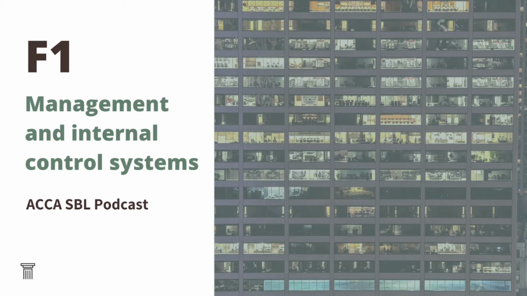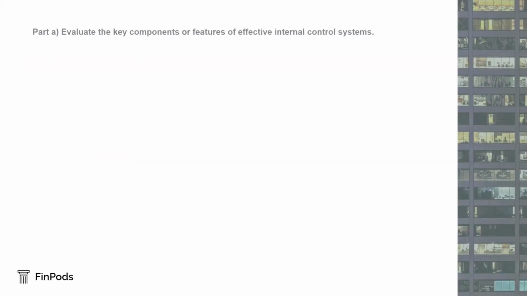Management and internal control systems. Part A. Evaluate the key components or features of effective internal control systems. Internal control is a process effected by an entity's board of directors, management and other personnel, designed to provide reasonable assurance regarding the achievement of objectives, reporting and compliance.